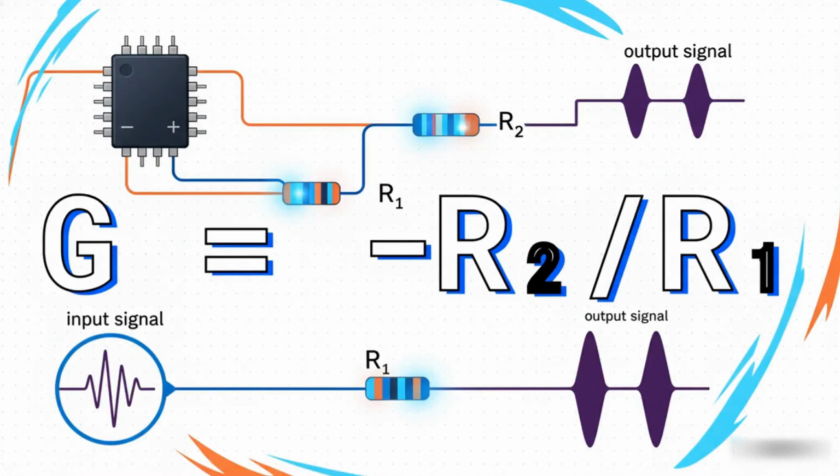Okay, so in the inverting setup, the output signal is basically a flipped upside-down version of the input. And check this out. This shows the pure magic of the op-amp model. The amplification or gain of your entire circuit isn't some complicated internal number. Nope, it's just the ratio of two resistors that you pick. You want to multiply your signal by 10? Just make one resistor 10 times bigger than the other. It's that simple and predictable.